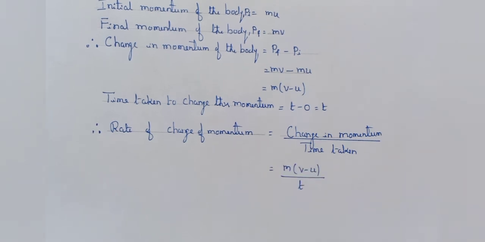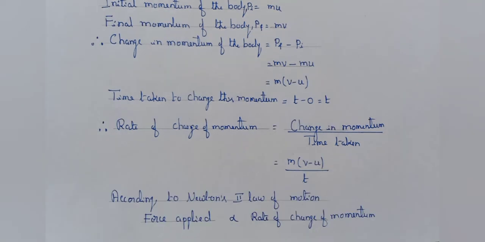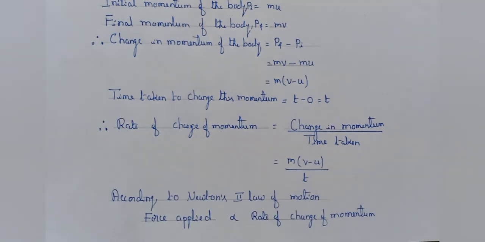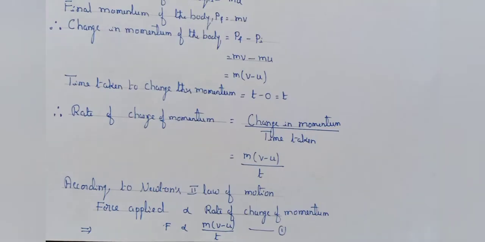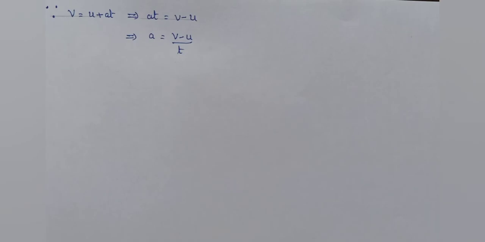According to Newton's second law of motion, the force applied on the object is directly proportional to the rate of change of momentum. The force applied on the object is F and the rate of change of momentum is m into (v minus u) by t. Therefore, F is proportional to m into (v minus u) by t. Consider this as equation 1.